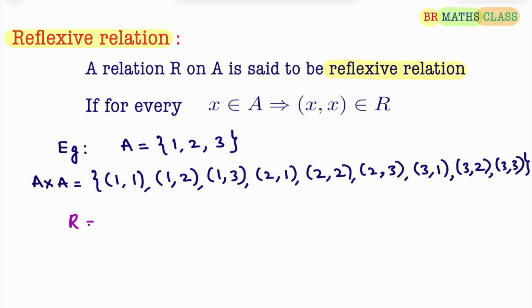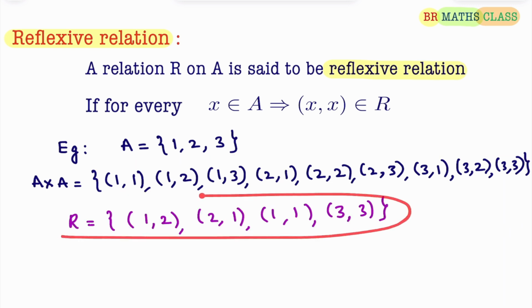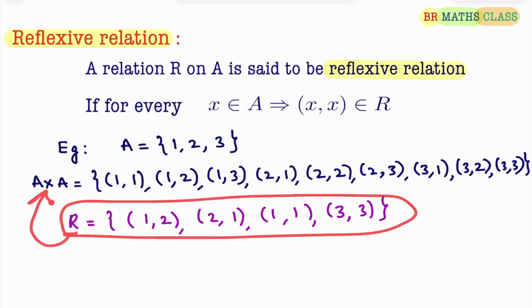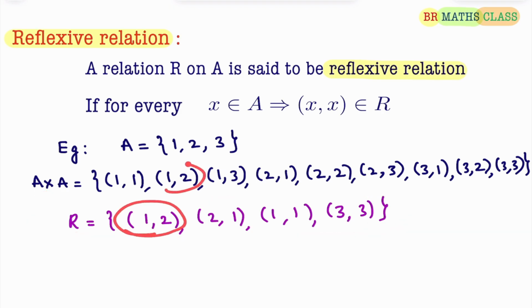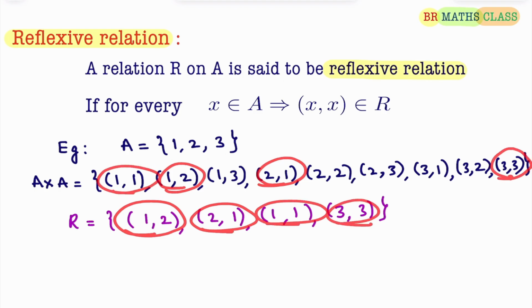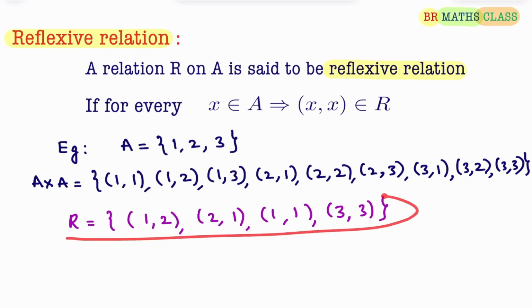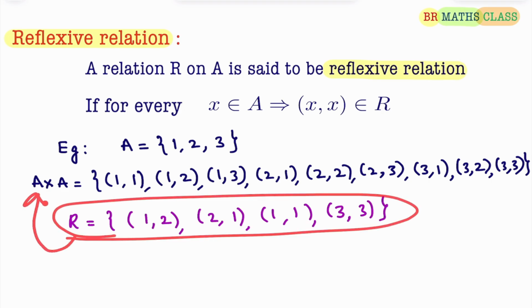Now, I'll take one relation. You observe, I considered a relation. Is it a subset of A cross A? If it is a subset of A cross A, then only we say that it is a relation on A. You see, ordered pair 1 comma 2, yes, it is there in A cross A. Ordered pair 2 comma 1, yes, it is there in A cross A. Ordered pair 1 comma 1, yes, it is there in A cross A. Ordered pair 3 comma 3, yes, it is there in A cross A. So it is a subset of A cross A. So this is a relation on A.